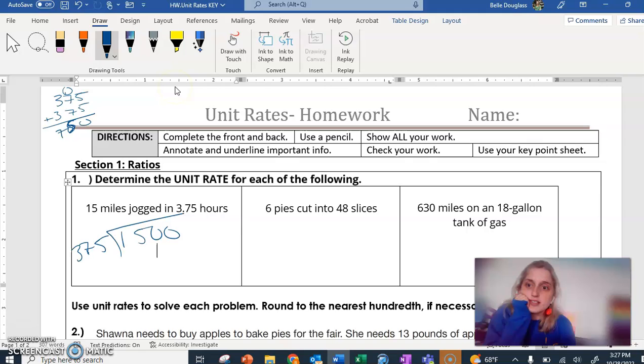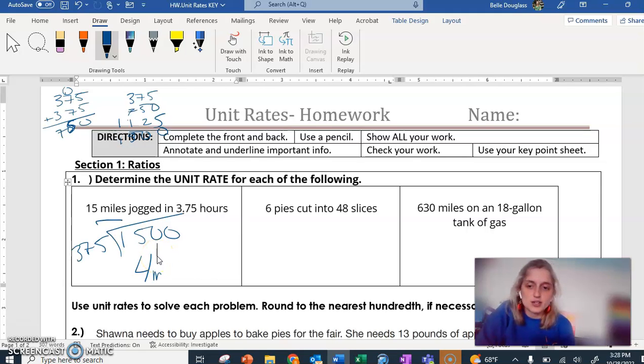And then you can say, okay, so 375 plus 375 is 750. 750 plus 375 is 1,125. And so you can see it's a bit of work. But the fourth one makes 1,500. So this is a unit rate of 4. That's our answer.